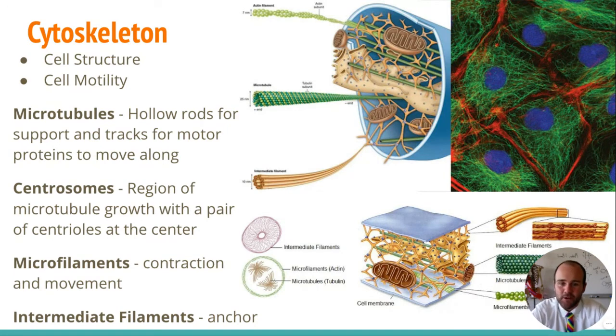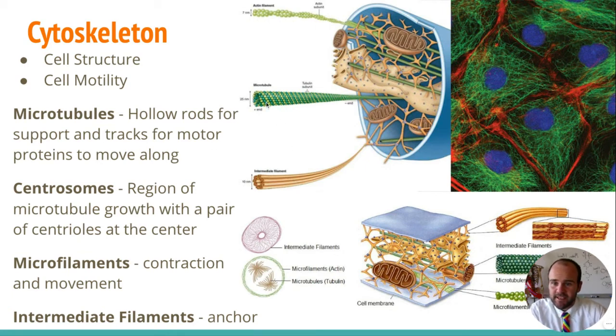Next up, the cytoskeleton. So much like your skeleton, it's a big component of cell structure, and new microscopic techniques have allowed us to fully realize the intricate network of these filaments in our cytoskeleton, as you can see in these pictures here. And there's a few different components.